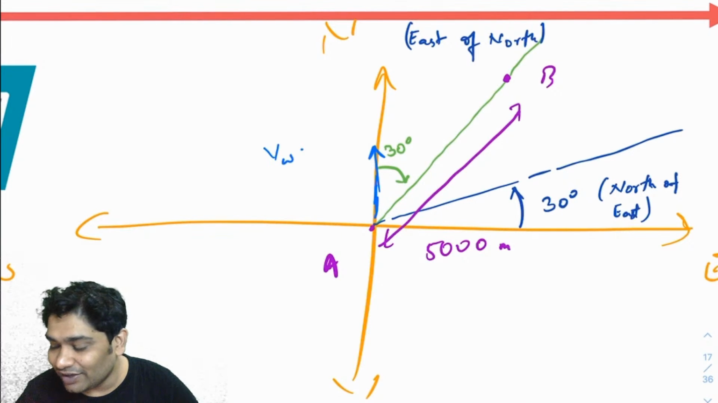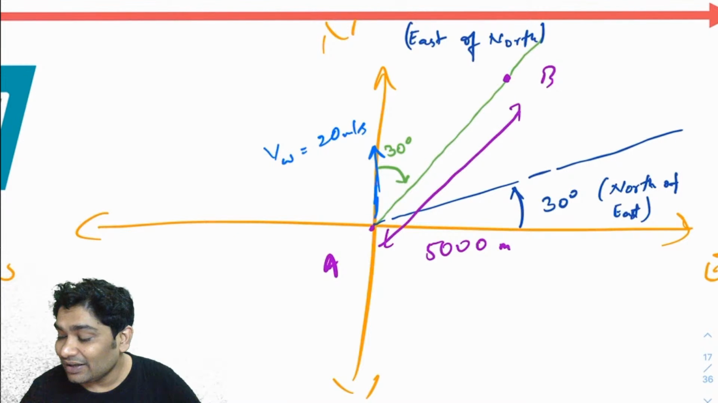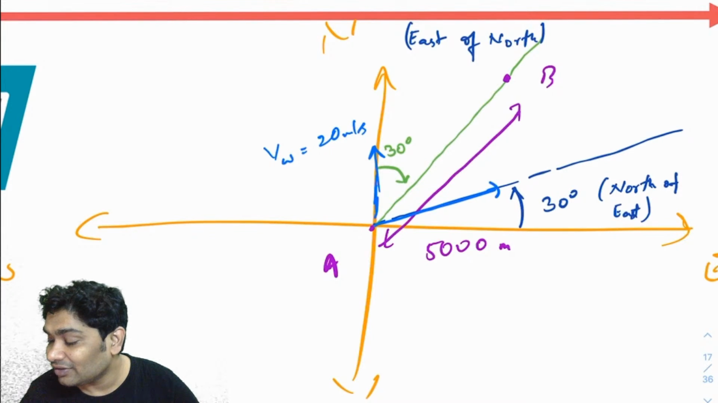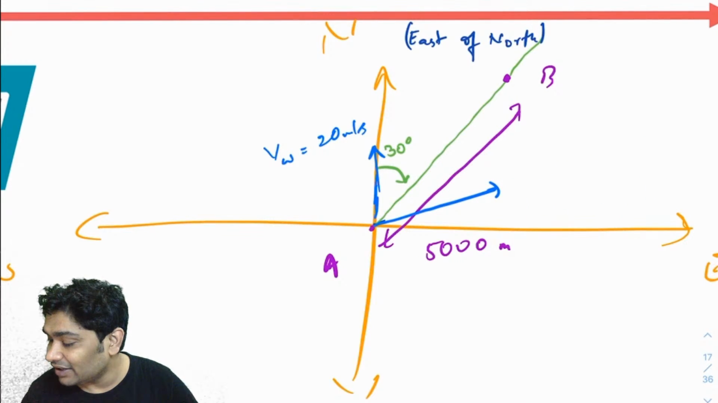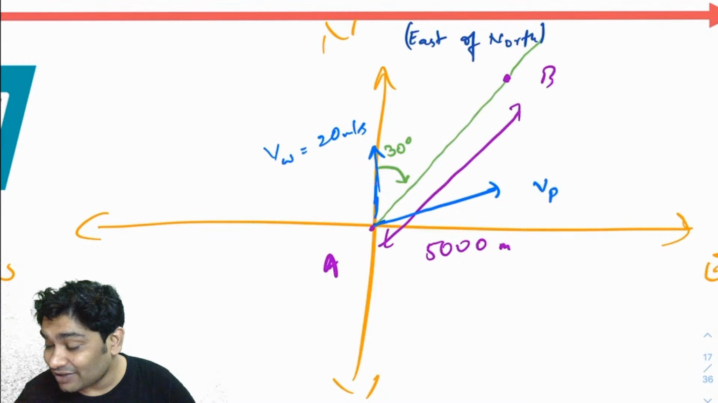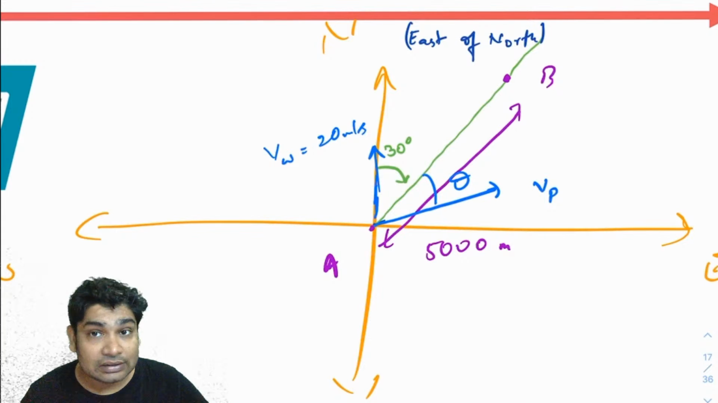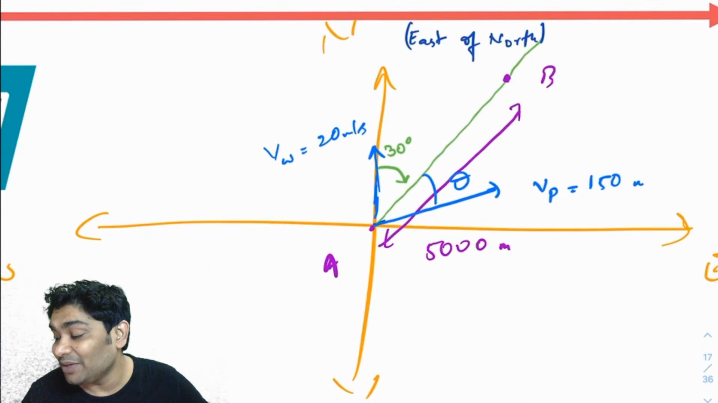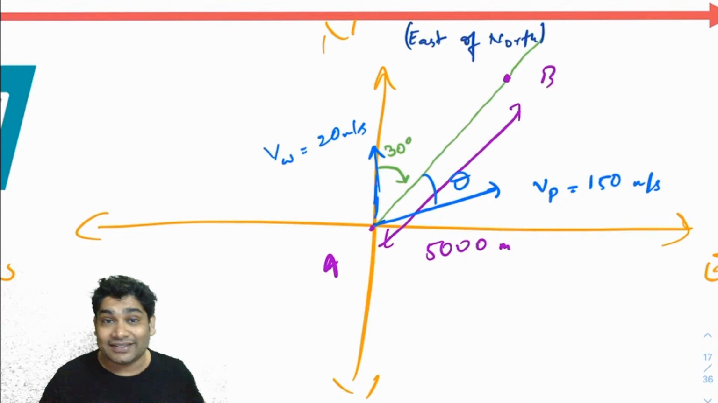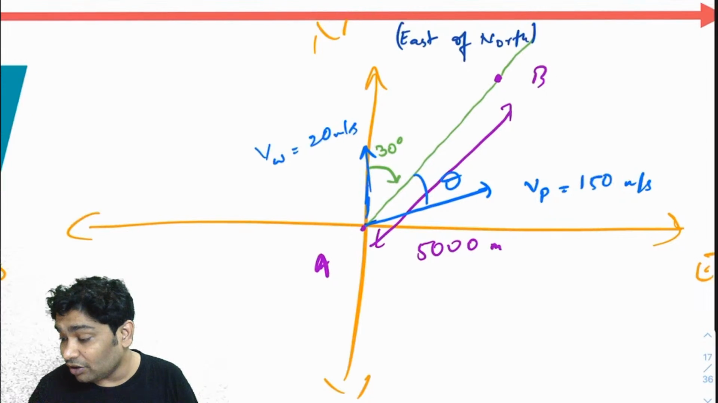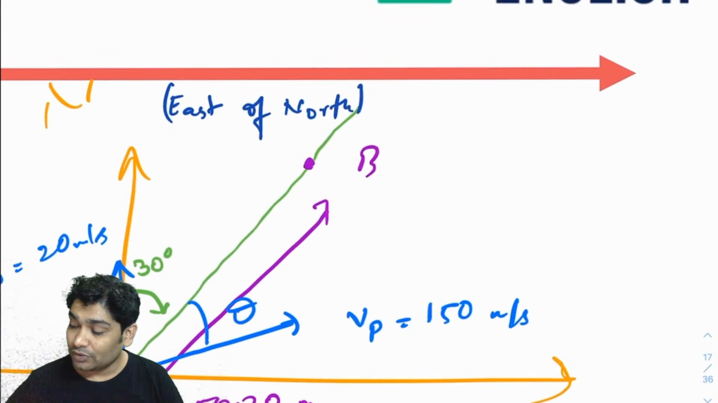So this is velocity of wind, and that is 20 meter per second. And I have to find the velocity of plane, and let's assume that plane is in some direction like this. All right, this is the velocity of plane, and it is trying to fly at some angle theta with this line AB. Okay, and this I know is 150 meter per second. So yes, Chinmay has got this right. So the trick is that you take your y and x as this. Okay, so you take this as y, you take this as x.